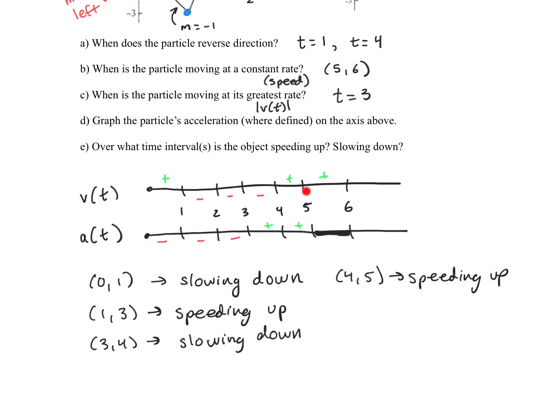And last, if you look at 5 to 6, our acceleration is 0. Acceleration is the rate of change of velocity. So that means that the velocity is not changing. So if our velocity is not changing, it is neither speeding up nor slowing down. So let's say from 5 to 6, it is neither.